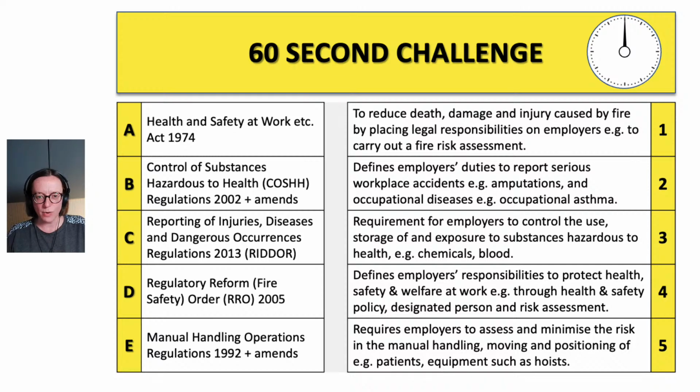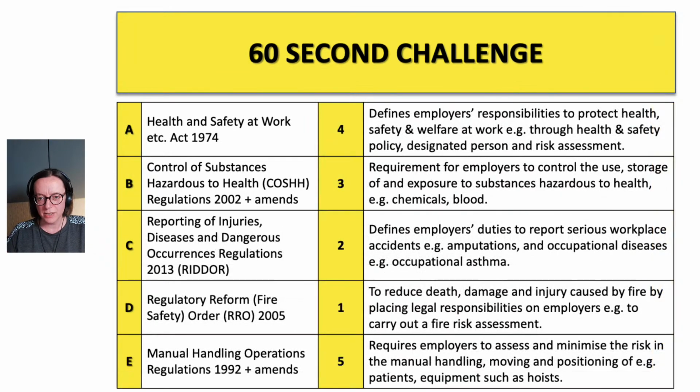And that leaves us with Smart Cell, who says B3, so Control of Substances Hazardous to Health Regulations 2002 plus amendments, which we know as COSHH. And that is a requirement for employers to control the use, storage of and exposure to substances hazardous to health, for example, chemicals and blood. So there they are linked up.